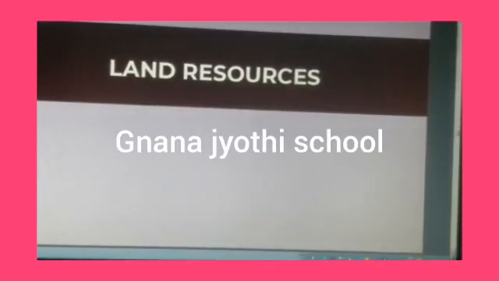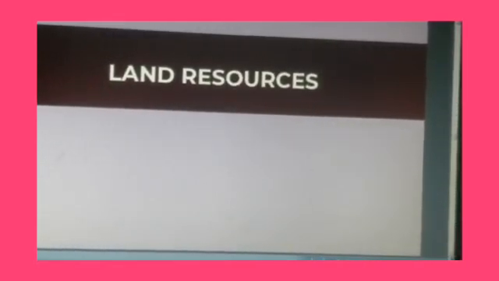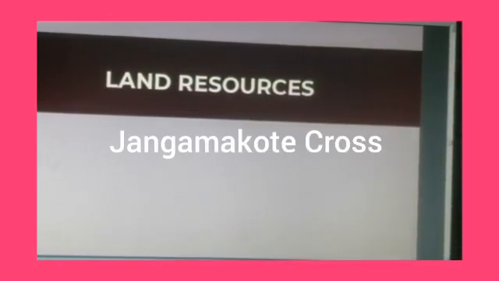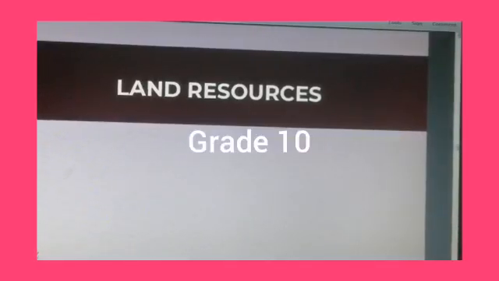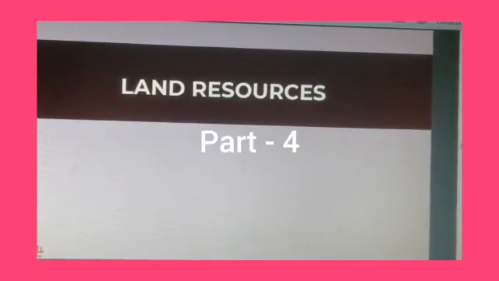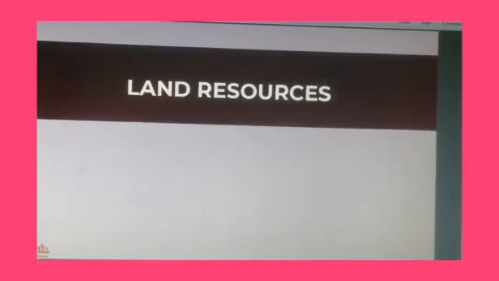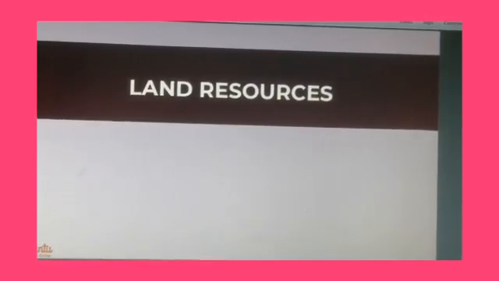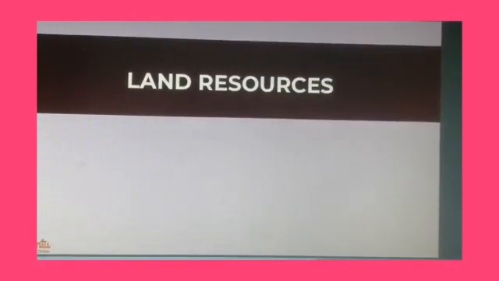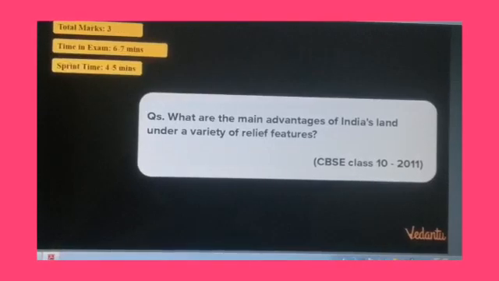Good morning. I'm Naveen. In the previous classes we have studied our natural resources, what their types are, how they can be exhaustible, how we can renew them, and why they are important. All those things we have studied in the previous classes. Today we are going with one more thing, that is land resource.